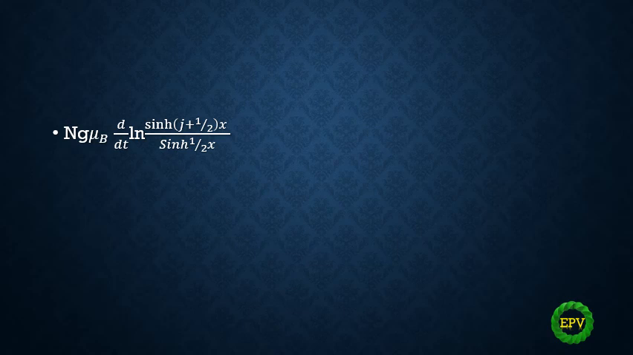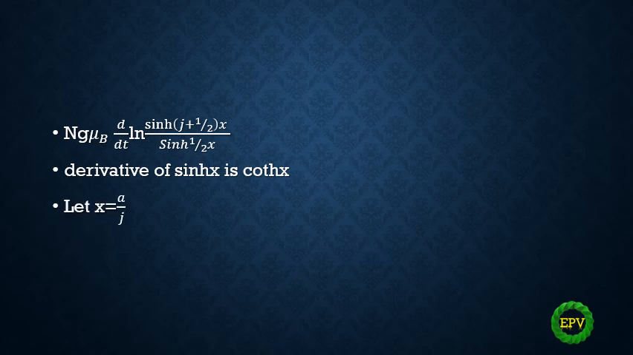From mathematical equations, we can replace the above result as n g mu B d by dT of log of sinh of (j plus 1 by 2)x divided by sinh of x by 2. That is, in the above equation, the numerator is equal to sinh of (j plus 1 by 2)x and the denominator is equal to sinh of x by 2. Now, the derivative of sinh x is coth x. Another thing is that we take x as a by j.